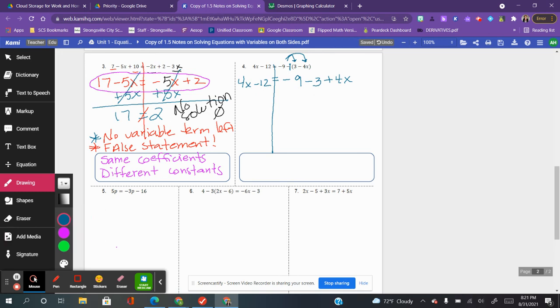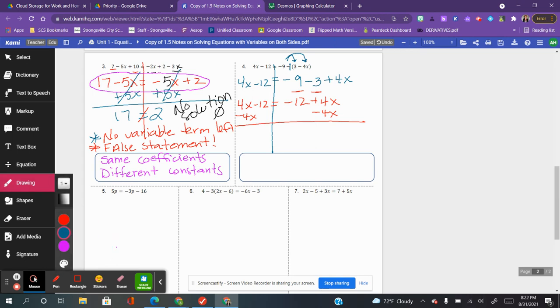All right, I have like terms that can get combined. I have a -9 and I have a -3. When I combine those, I get -12. So I have -12 plus 4x, and over here I have a 4x minus 12. All right, my next move is to eliminate a variable term. So I'm going to subtract 4x and subtract 4x.